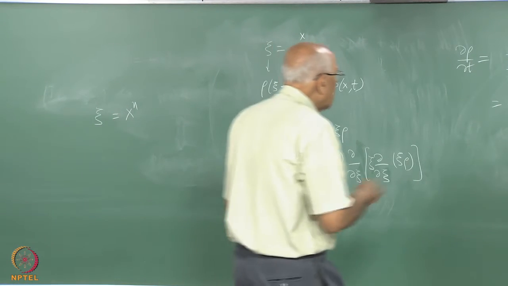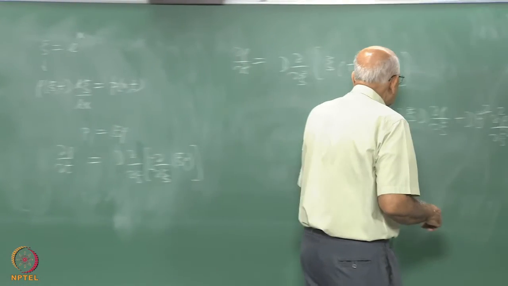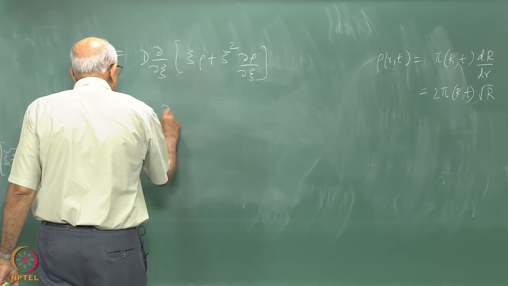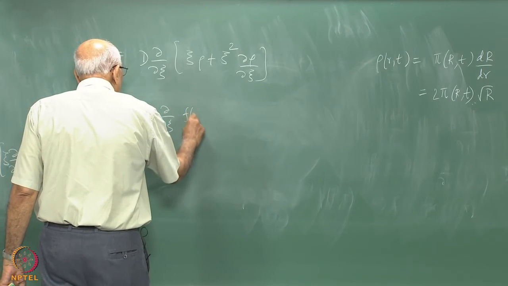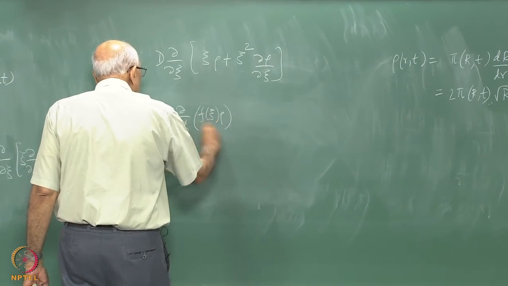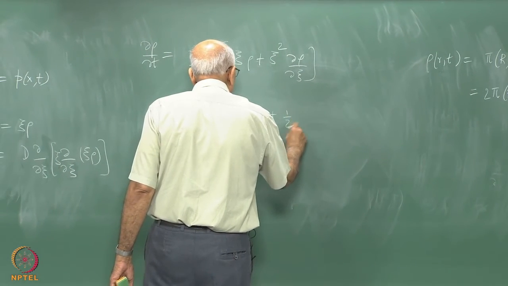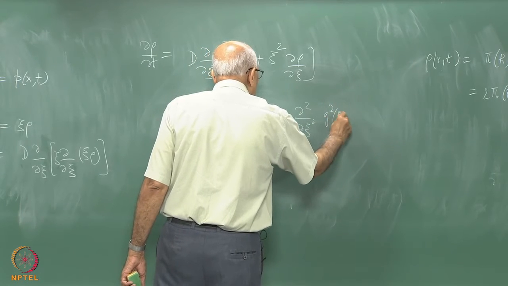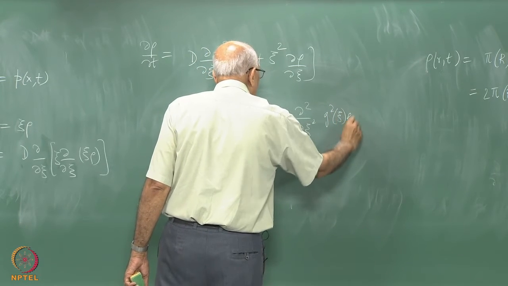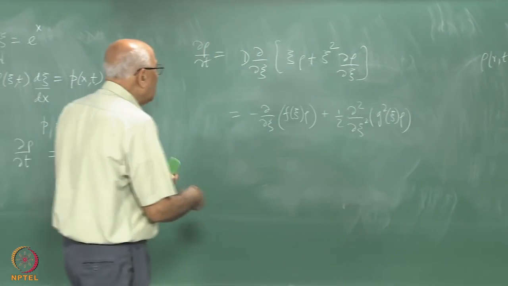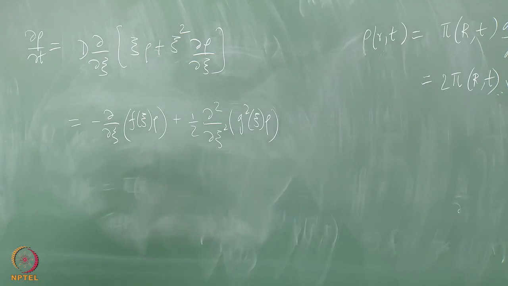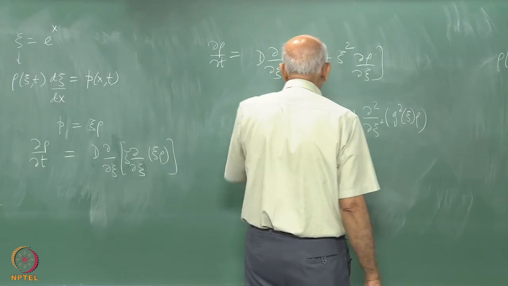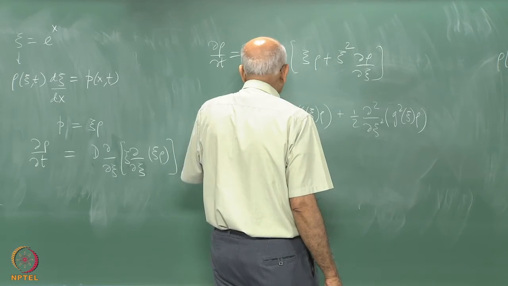So, you got to write this back as minus delta over delta xi of f of xi rho plus 1/2 d2 over delta xi 2 of g squared of xi times rho. So, you have to bring it to that form. Write it as rho by d psi of zeta square rho minus rho times 2 psi.